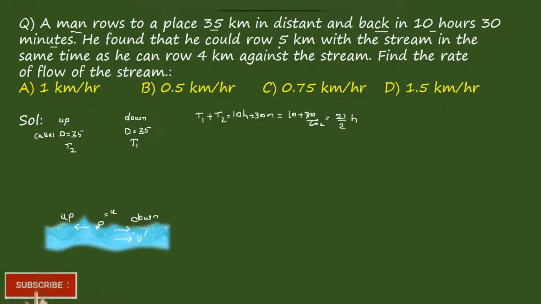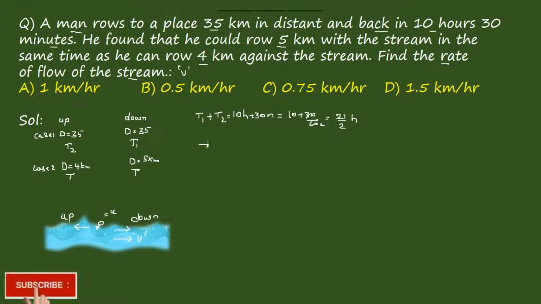He found that he could row a distance of 5 kilometers with the stream in the same time as he can row 4 kilometers against the stream. Again, this is given as case 2. The distance traveled downstream is equal to 5 kilometers and the distance traveled upstream is equal to 4 kilometers. The same time t would be taken in both. Now it is asking for the rate of flow of the stream, that is, the value of v.